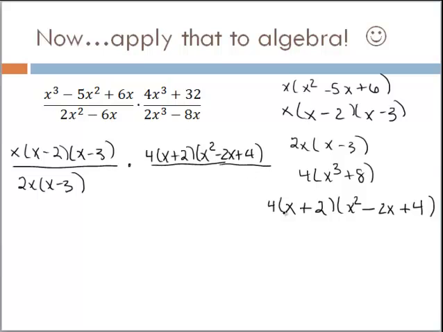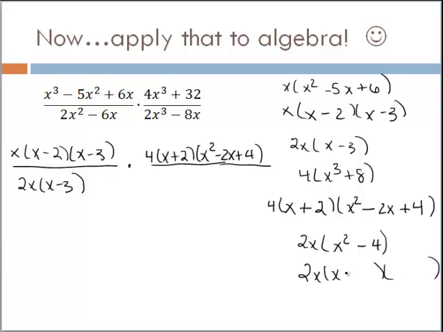Okay, now factor the denominator. Looks like we can factor out a 2x, and we'll be left with x squared minus 4. This is difference of squares. So we factor that into x plus 2 and x minus 2.